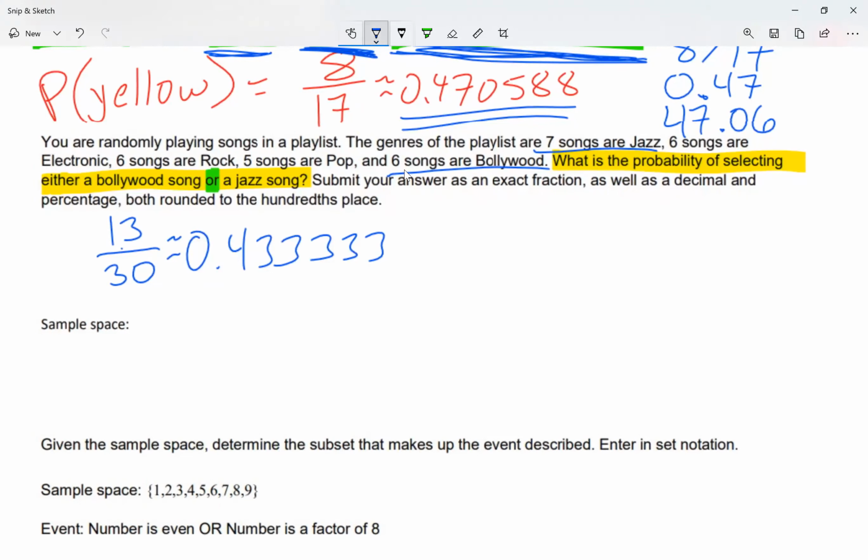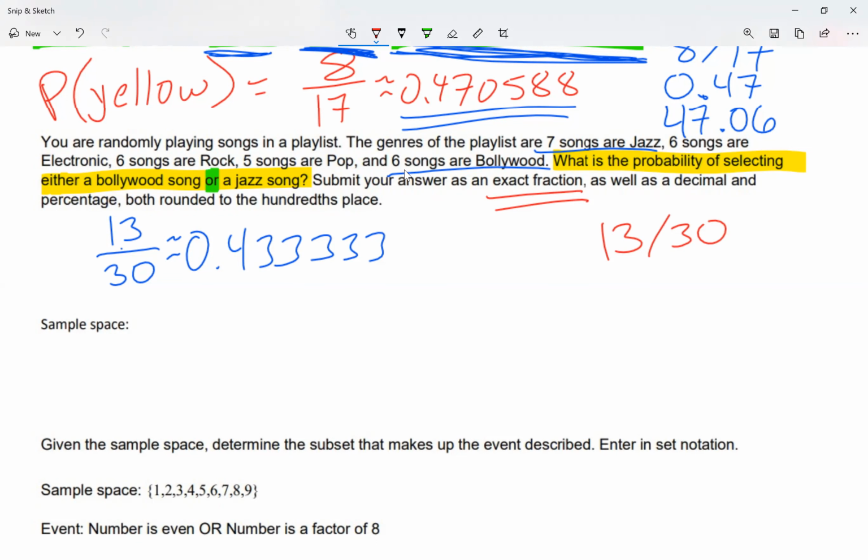Okay, now in red, let me answer this. I have to submit my answer as a fraction. My fraction is 13 over 30. Simplify if possible. In this case, I cannot simplify more. So I'm going to call this 13 over 30. Remember, I'm using the slash as a fraction. So 13 over 30, simplify the fraction if possible.